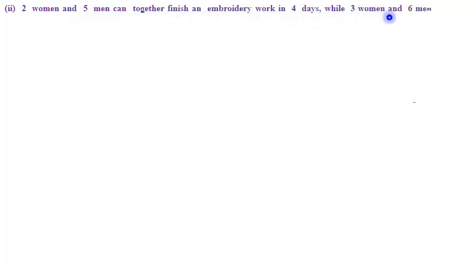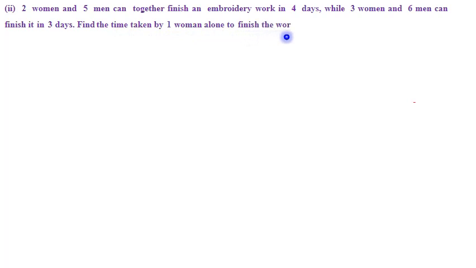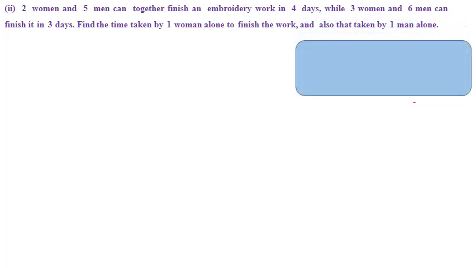Now we shall discuss the second question: 2 women and 5 men can together finish an embroidery work in 4 days, while 3 women and 6 men can finish it in 3 days. Find the time taken by 1 woman alone to finish the work, and also that taken by 1 man alone. Before we start solving this question, we shall discuss an example.